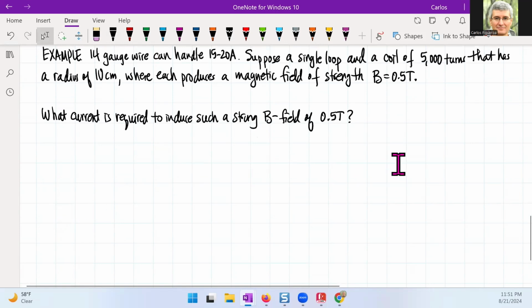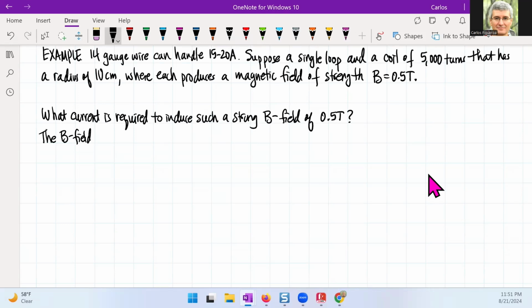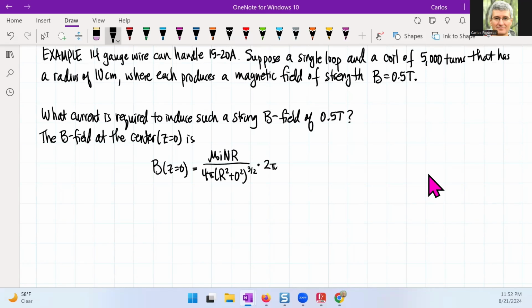So we have a general relationship that we'll use, and we'll say here is that the magnetic field at the center, which means Z equals 0, is then going to read like this. So the magnetic field at Z equals 0 is then going to be 4 pi (r squared plus 0 squared) to the 3 halves. And then I'm going to get mu naught I n r, where for a full circle it's going to be 2 pi r, which then leads to a relationship of mu naught I times n divided by 2r.